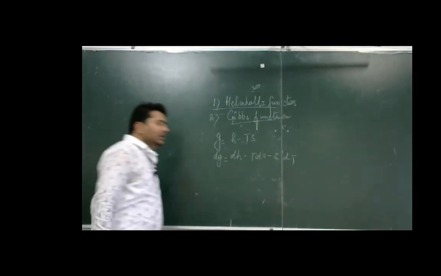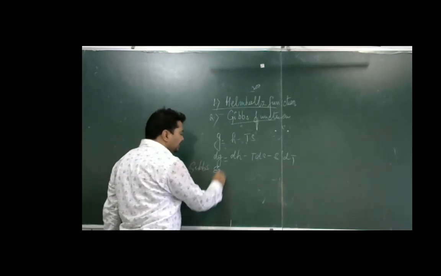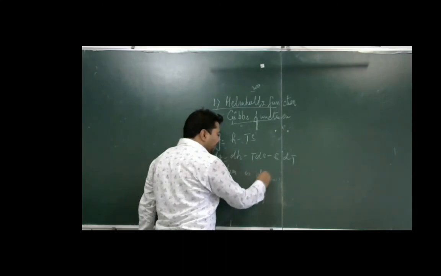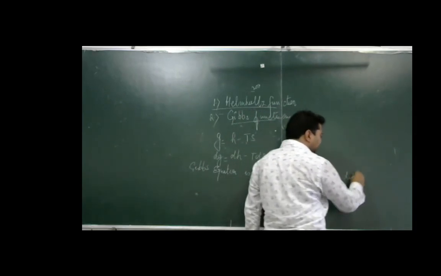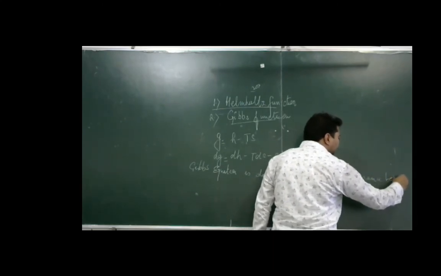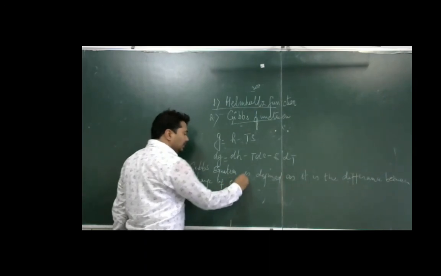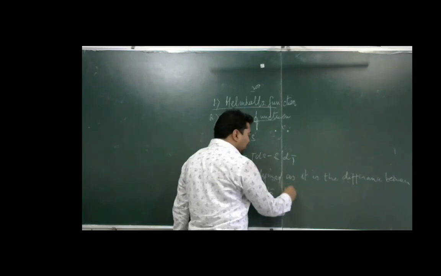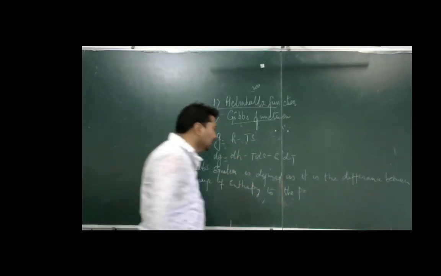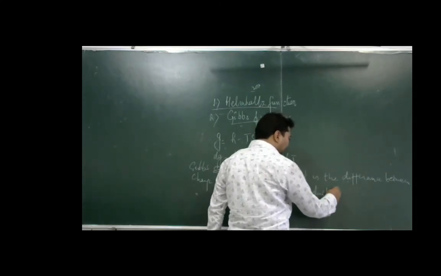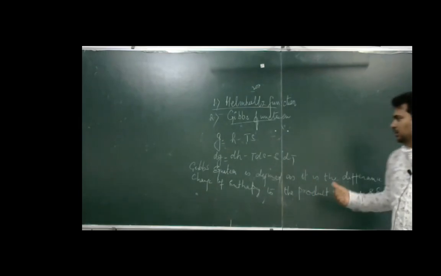अब ये जो फंक्शन हुआ वो dG के टर्म में हुआ. So according to this equation, the Gibbs equation is defined as the difference between the change of enthalpy and the product of temperature and entropy. So this is known as the Gibbs function.